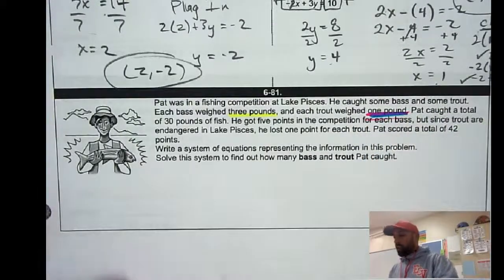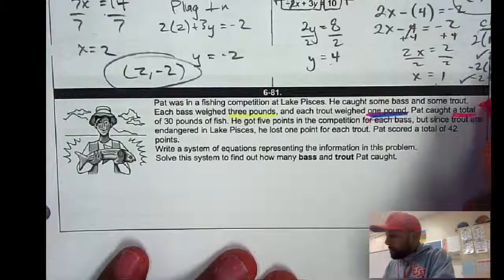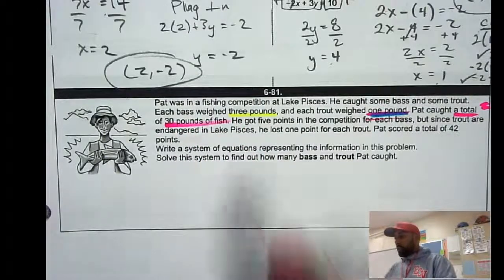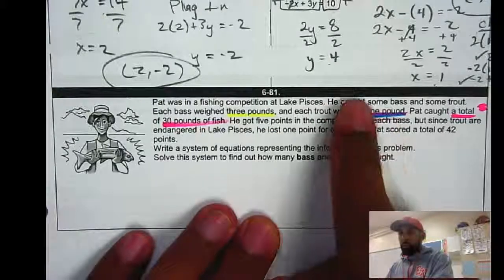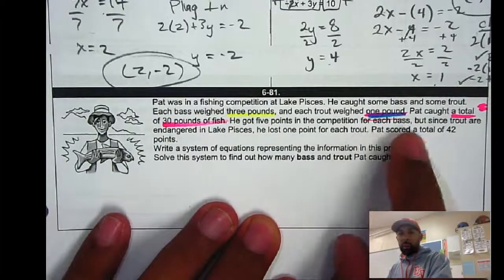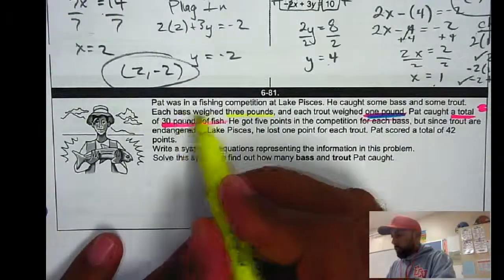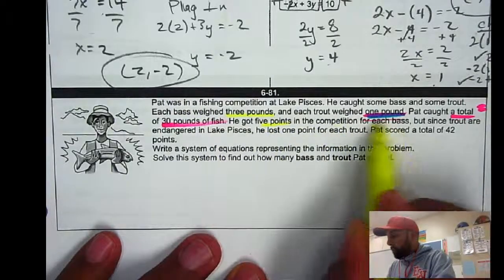Okay, so Pat caught a total. Oh, there's that word total. You know what that means? That usually means equals. Okay, a total of 30 pounds. Okay, so he got 5 points in the competition. Now it's talking about something else. So first we talked about weight. Now we're talking about points. He got 5 points in the competition for each bass. Okay, so 5 points for the bass, and that's talking about the bass again, but it's talking about something else, talking about points.